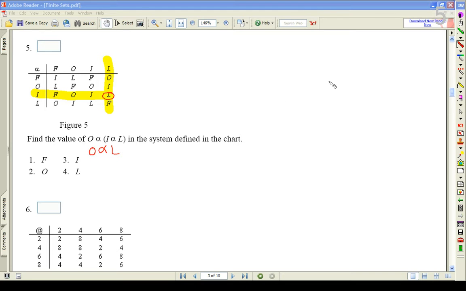Now I'm going to rewrite my problem. Just like what we do with order of operations and solving with numbers, I'm going to rewrite and now solve again. So now I have the problem O alpha L. So what we're going to do is take a look, and I'll actually erase these so I can work this out. What I'm now going to do is look across the O column, or row, and then I'm going to look down the L column. Where they intersect is where my solution is. So they intersect at I, choice 3.